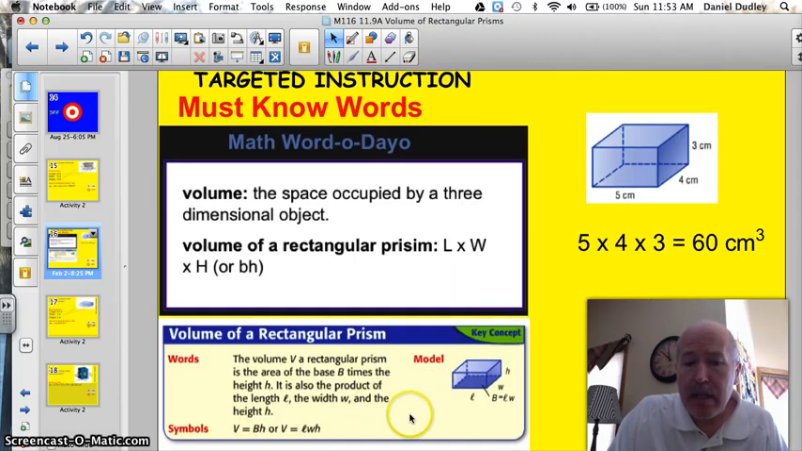Here it is, cut and pasted right out of your book. Volume equals BH, base times height, or volume equals length times width times height. I use this one here, I just think it's a little bit easier.